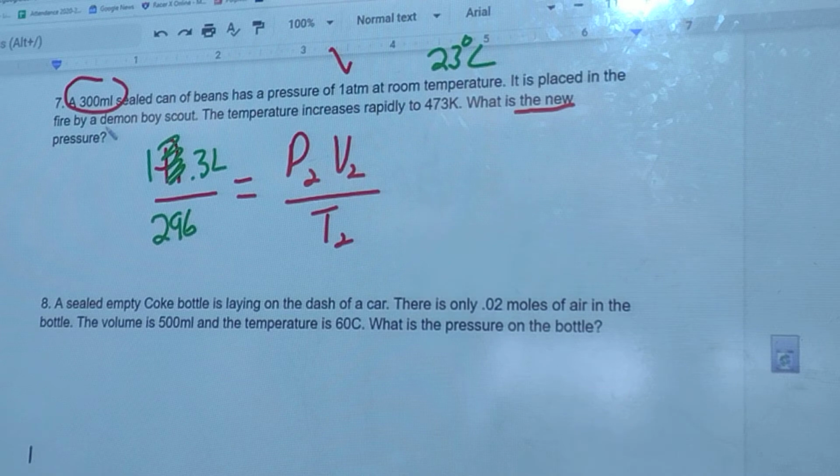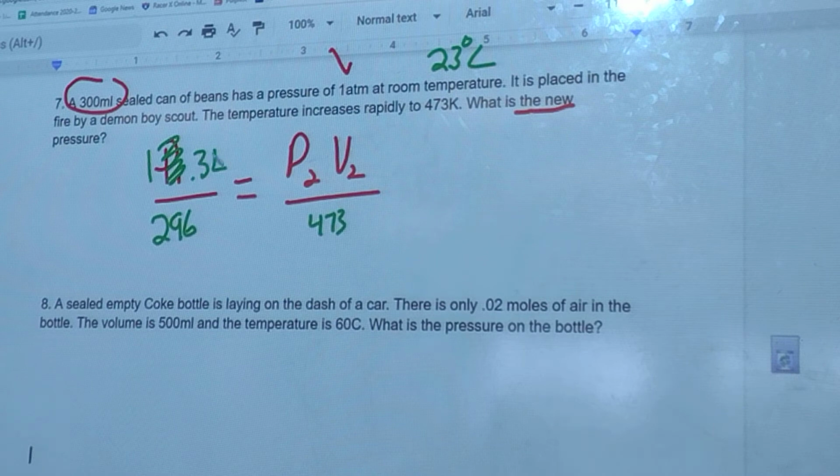It is placed in a fire by a demon Boy Scout. The temperature increases rapidly to 473. Ooh, yeah, it gets much hotter. What is the new pressure? Guess what? We didn't even talk about the volume again. You know why? Because it was a can. It was a can that doesn't get bigger or smaller. So volume 2 is also 0.3, or the smart play would be just don't write down the volume either one.